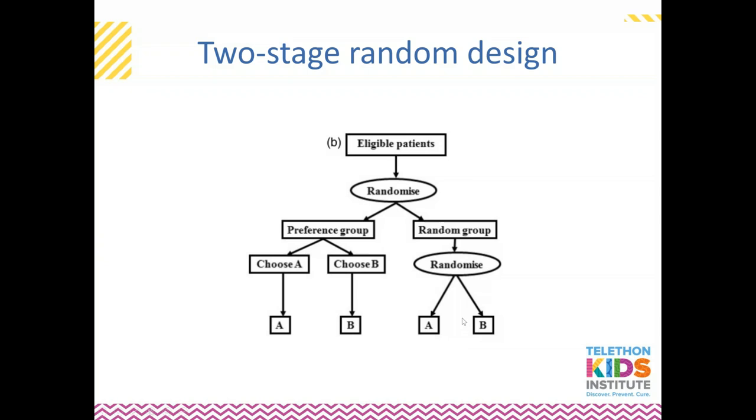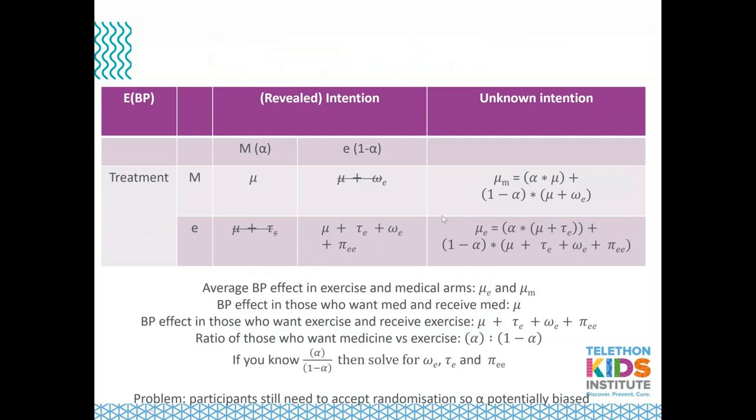So again, this is restricted to a population of people who are happy to receive, or say that they would be willing to receive, a treatment that is contrary to their preferred treatment. And so in this setup, what you measure amongst those who get to choose their treatment is the observed effect amongst those who want medicine and receive medicine, those who want exercise and receive exercise, and then amongst the group who receive randomized treatment, you measure this overall effect. And you haven't ascertained their preferred treatment, and so it's similar to a conventional design where you get some weighted average effect across a group of patients who want medicine and a group of patients who want exercise.